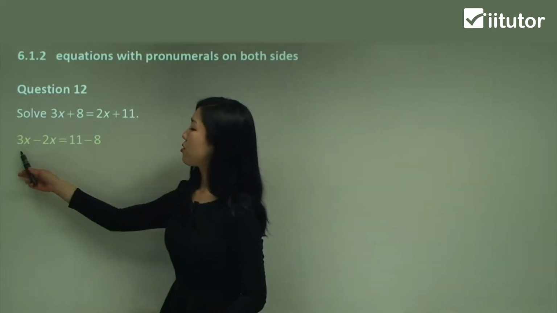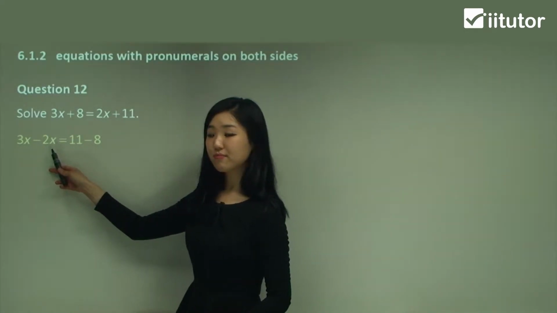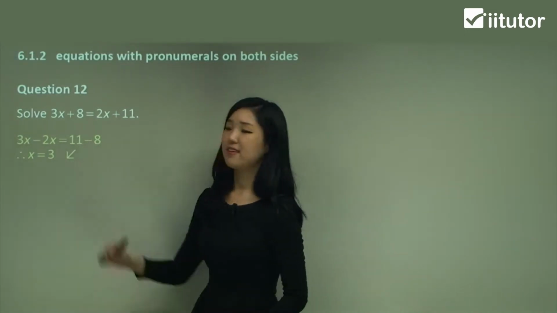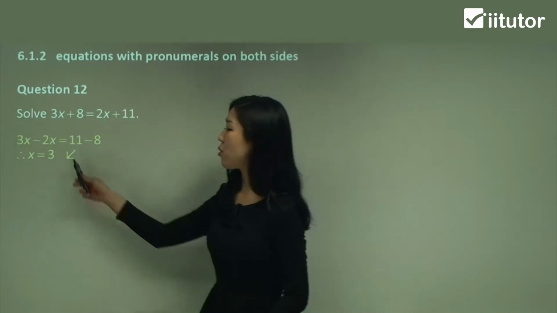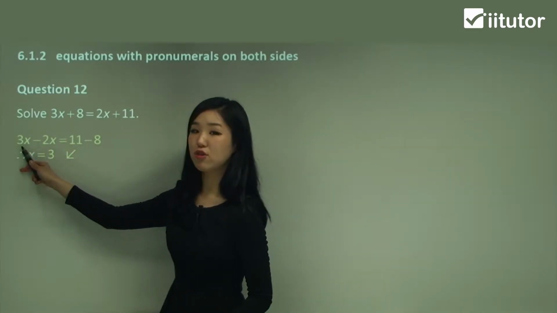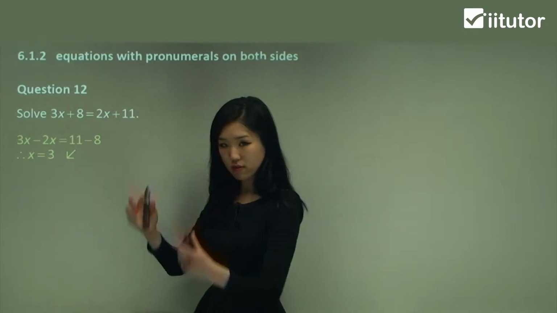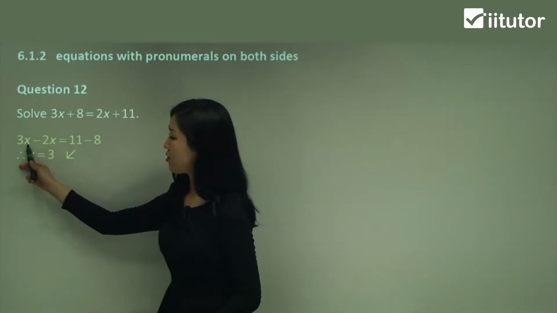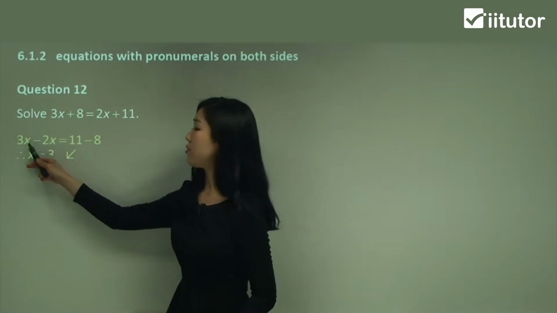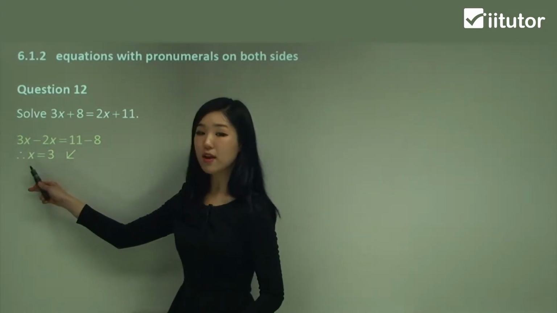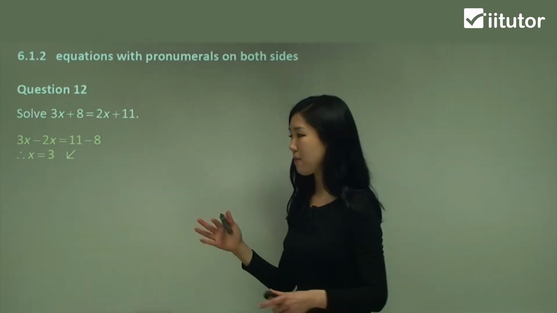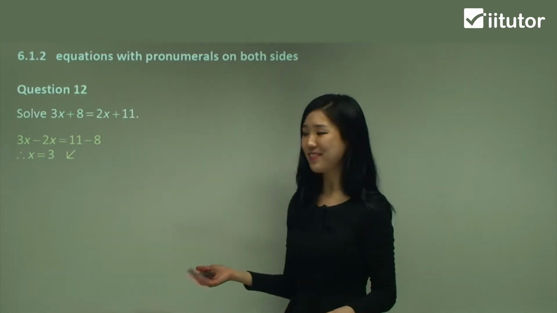So now, what's 3x minus 2x? It's simply x. And 11 minus 8 is 3. Okay, so make sure you always keep the pronumeral and subtract the coefficients. Coefficients are the numbers in front of the pronumerals. So see how the coefficient of x here is 3, the coefficient of x here is negative 2. So 3 minus 2 is 1, so we have 1x, which is just x. Okay, so make sure you don't make a mistake by cancelling out the x's for some reason.